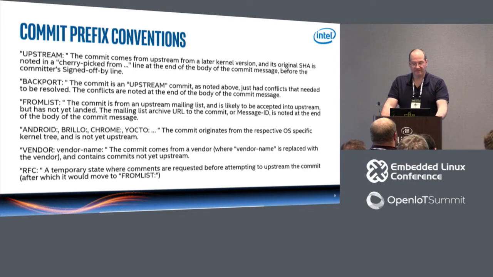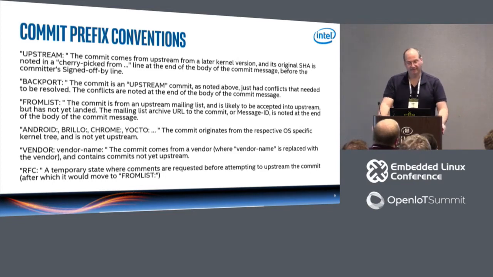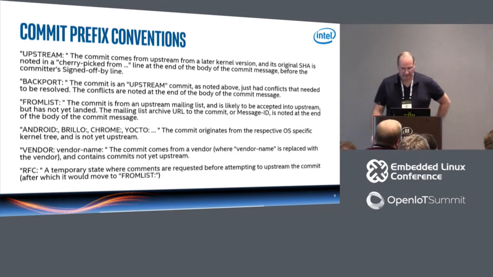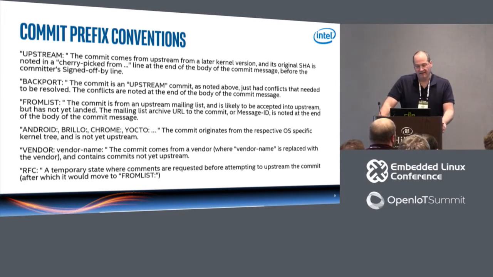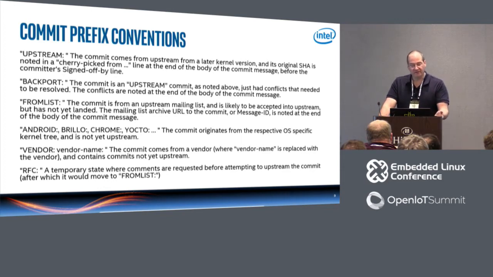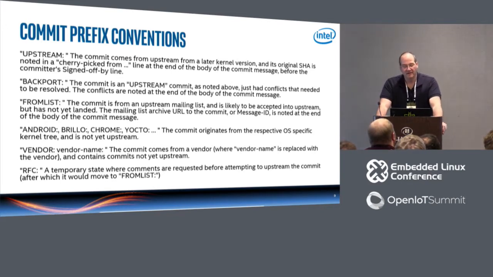Then you have some OS-specific patches. These can come from the Android and Brillo case. They come from the AOSP common.git project. They have a bunch of reference branches. But these could be, and I have an example later associated with Yocto, anything that's really not upstreamable or not upstream yet that is important for a particular operating system.